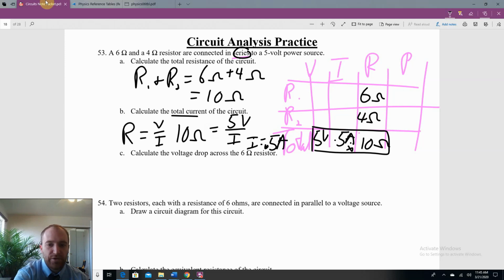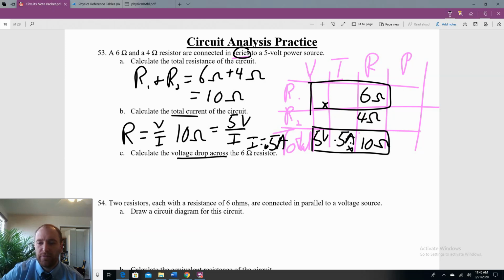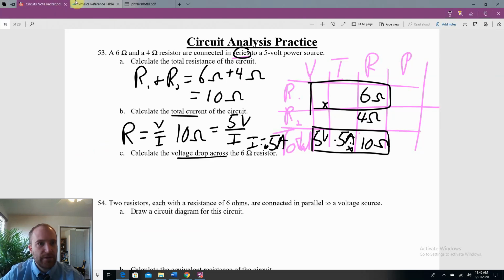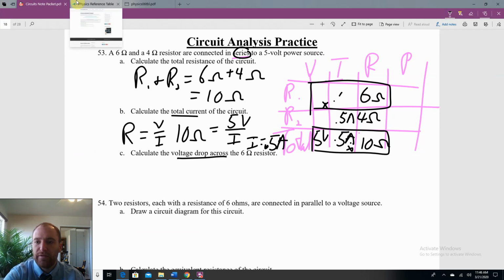Alright, last up, the voltage drop across the 6 ohm resistor. So we want the voltage across the 6 ohm resistor. I think that's this box in our VERB chart right there. Looking at this row, I don't think we know a whole lot about it, but what we do know is that in a series circuit, the current is the same through every device. So what that means is I can put in 0.5 amps here and 0.5 amps here.